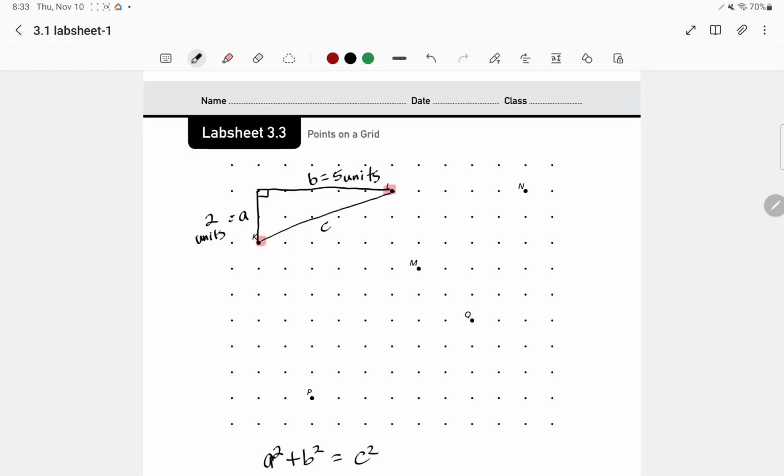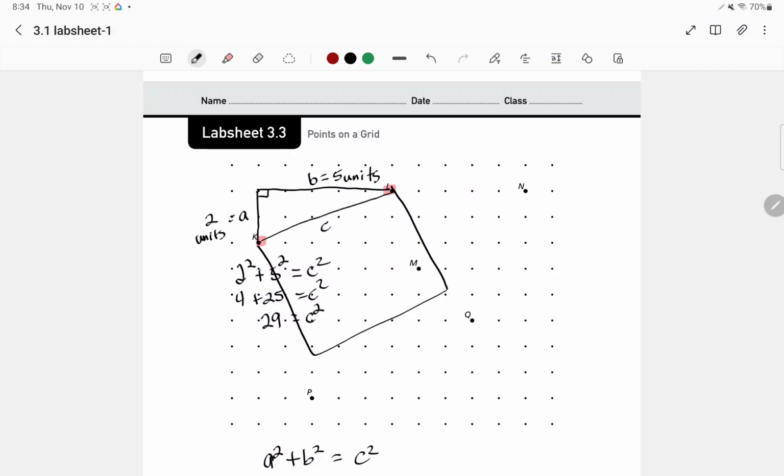Okay, so when we set this up, a squared plus b squared equals c squared, right? So that would be then 2 squared plus 5 squared equals c squared. This is 4 plus 25 equals c squared. 4 plus 25 is 29, so 29 equals c squared. Now, that is the area of the square off of the side C. So if we were to draw the square, it looks something like this, right? That's the area of that square.